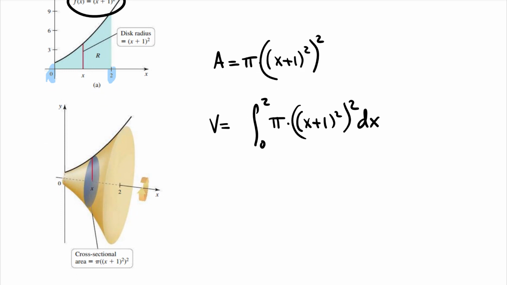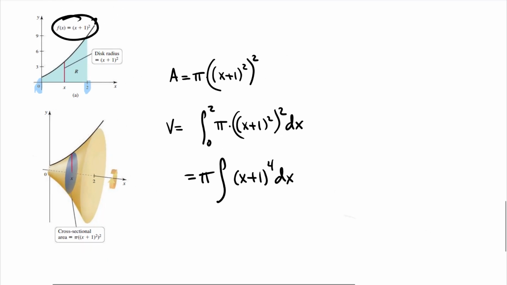Let's set it up. Let's get the pi out of there, and we're going to end up with the integral of x plus 1 to the 4th dx. And that's going to be our volume. Now you have some choices here. You could do a quick u sub, or you could do algebra.